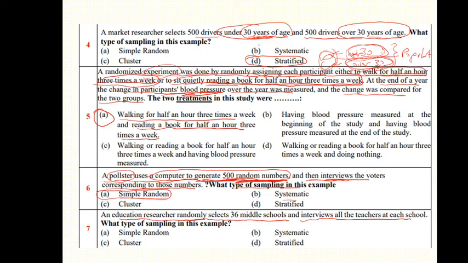Now, the researcher is selecting 36 middle schools, and in the middle schools, he interviews all teachers. So these schools are making the clusters, and in cluster sampling, you remember, we pick the clusters and we sample all the teachers in them. So we can say this is cluster sampling.